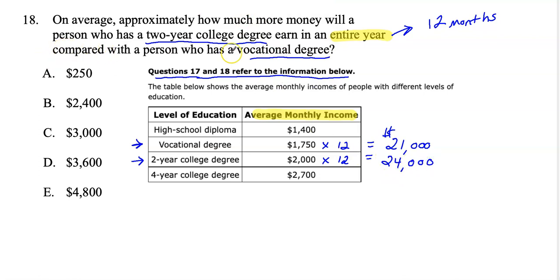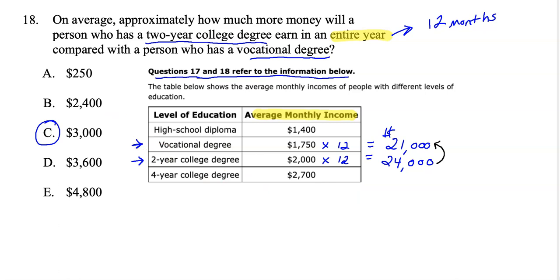And the question asks, on average, approximately how much more money will the person who has a 2-year degree earn in an entire year compared to a person with a vocational degree? So this 2-year degree person right here, how much more money did they earn over a year period? In other words, 24,000 is how much more than 21,000? Hopefully you can see that's $3,000. And C is my answer.